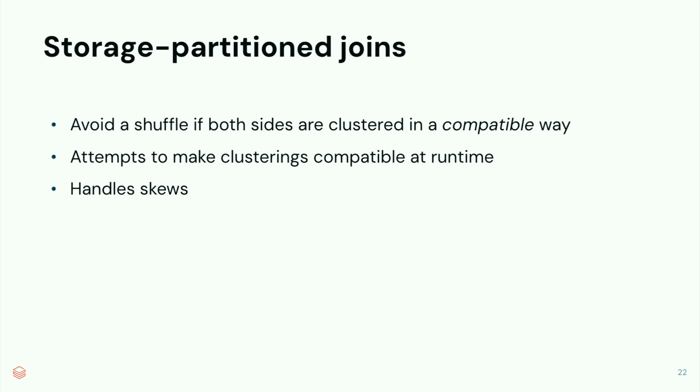So this is really important if you're running at scale. And Spark will try to be smart about it, so it will try to make the clusterings compatible at runtime. So sometimes it may roll up some of the portions of the data. Sometimes it may actually add empty tasks on the other side. So it will try to make the clustering compatible at runtime. It will also address any skew. So it will be able to split one side and then replicate the other, so that you're no longer limited by the time it takes to process your hotspots.